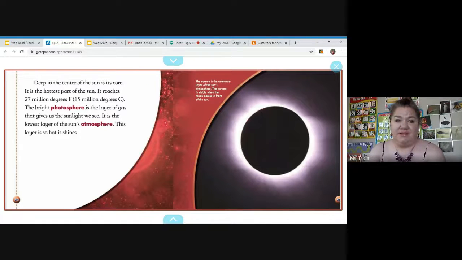Deep in the center of the sun is its core. That is the hottest part of the sun. It reaches 27 million degrees. The bright photosphere is a layer of gas that gives the sunlight we see. It is the lowest layer of the sun's atmosphere. This layer is so hot it shines.